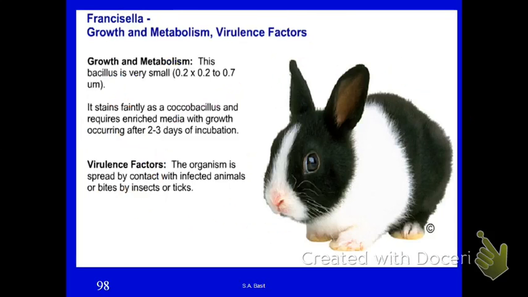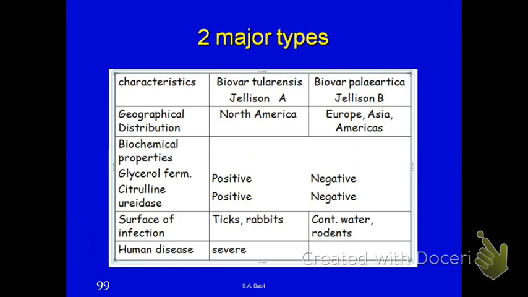The organism is very small. In fact, it only measures about 0.2 by 0.2 by 0.7. It stains faintly as a coccobacillus and requires enriched media, with growth occurring after a minimum of 2 to 3 days of incubation. As for the virulence factor, the organism is spread by contact with infected or contaminated animals or bites by insects or ticks. So Jellison A and Jellison B would be the 2 major biovarieties.